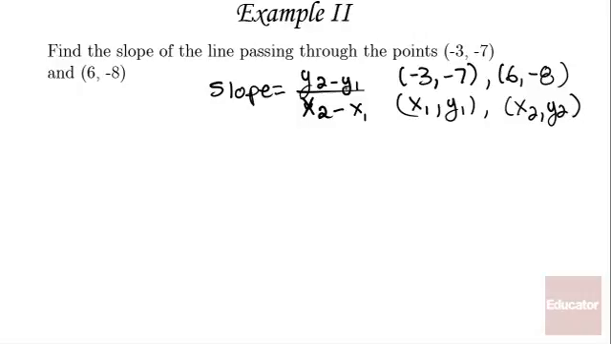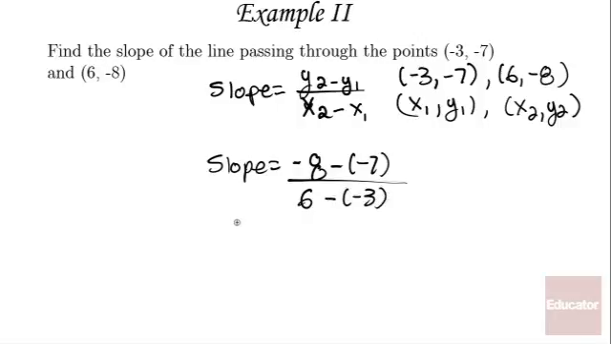Again, I could have flipped these around. I could say y1 minus y2, x1 minus x2, as long as I make sure that I handle the numerator and the denominator in the same order and I don't mix and match. So in order to find the slope, I'm going to substitute in y2, which is negative 8, minus y1, which is negative 7, over x2. So for x2 I have 6 minus x1, which is negative 3.